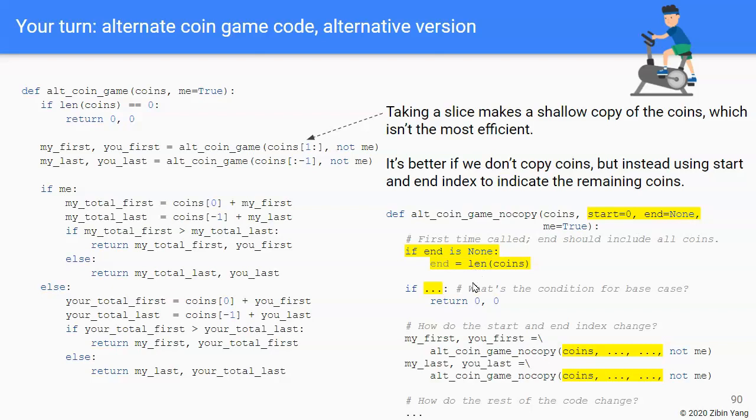The last coin. And so a few modifications that you might have to make: how do we know we hit the base case where there is no coin? And also, how do the start and end index change when we make the recursive call? And then there are a few minor changes you also have to make in the rest of the code as well. So I will leave that as an exercise for you. And this concludes the video on the alternate coin game.